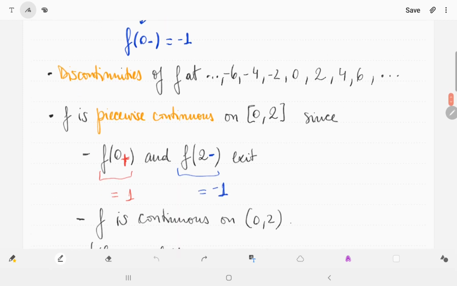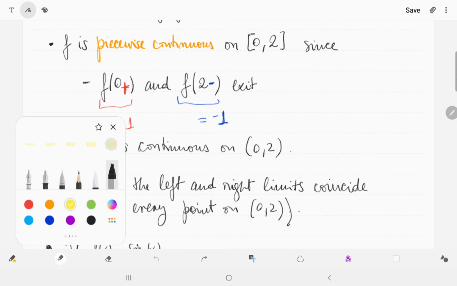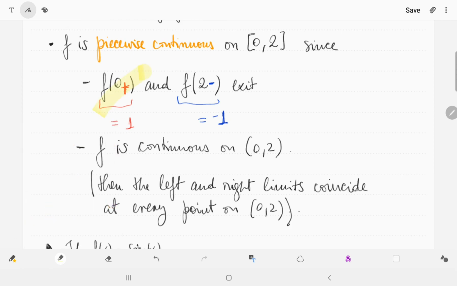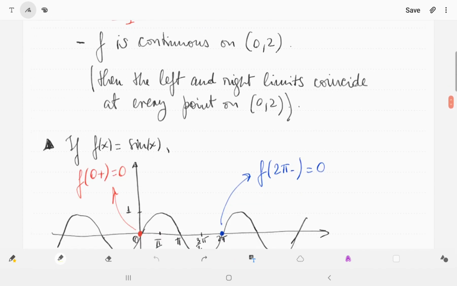So what we have is that, okay, this right limit exists, and this left limit exists, and the function is continuous in this open interval because it's just a line. So we just proved that this function f is a piecewise continuous function on this interval [0, 2].